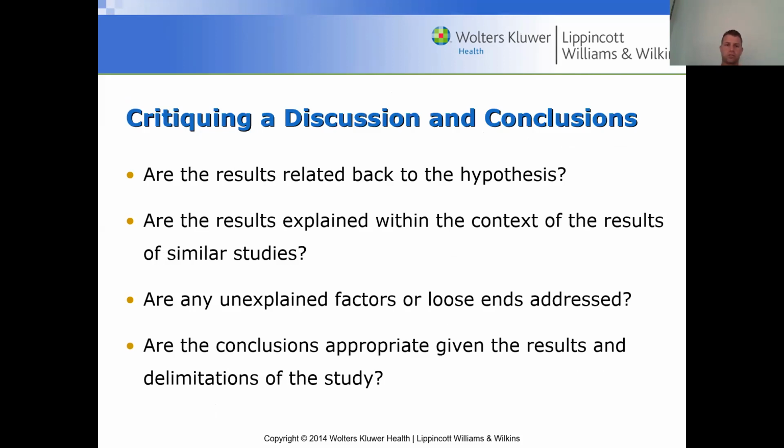Critiquing discussion and conclusions: are the results related back to the hypothesis? Here was the hypothesis of what was going to happen, and then they got this whole discussion and conclusion that has nothing to do with what they expected to find or were even looking for, right? And that shouldn't happen in a good peer-reviewed journal, right? Are the results explained within the context of the results of similar studies?